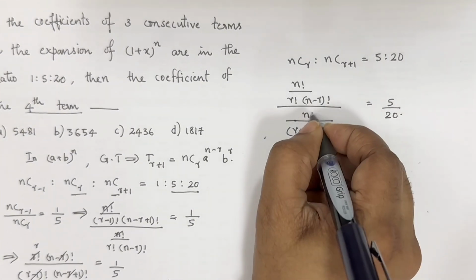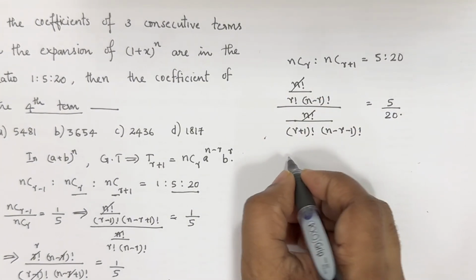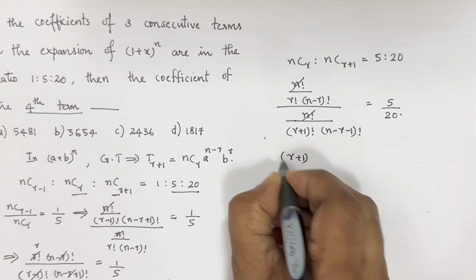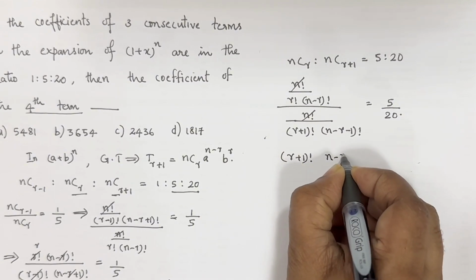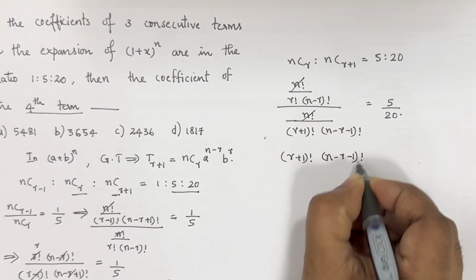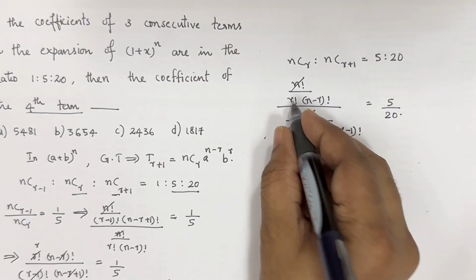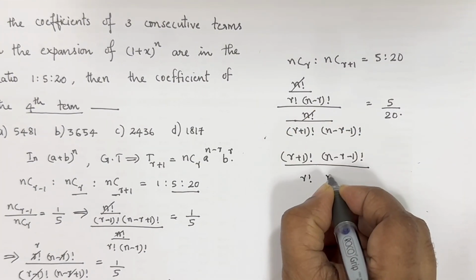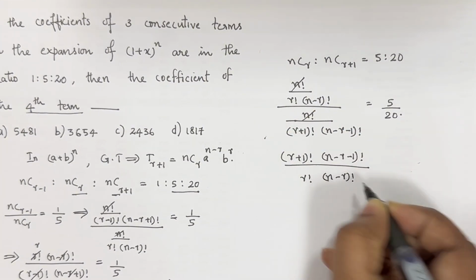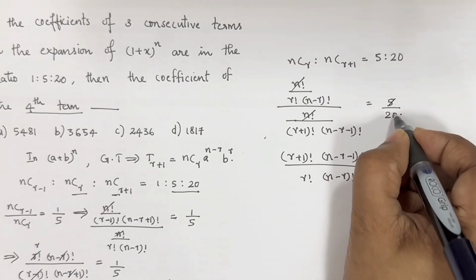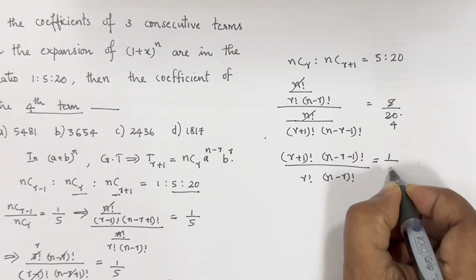Here we can cancel this n factorial and n factorial. That is equal to (r+1) factorial into (n-r-1) factorial, whole divided by the denominator r factorial into (n-r) factorial, that is equal to, 5 and 20 cancel, 1 by 4.